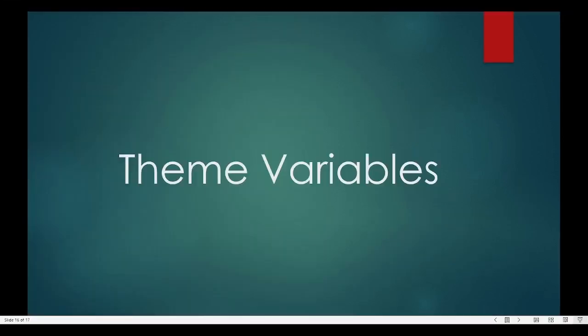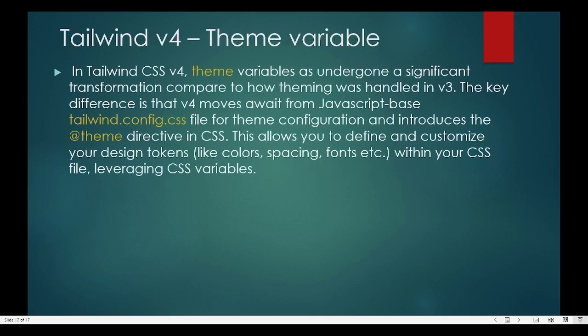Hello and welcome back. Let's take a look at how to use theme variables in Tailwind CSS version 4. In Tailwind, theme variables have undergone a significant transformation compared to how theming was handled in version 3. The key difference is that version 4 moves away from the JavaScript-based tailwind.config.js file for theme configuration and introduces the @theme directive in CSS.